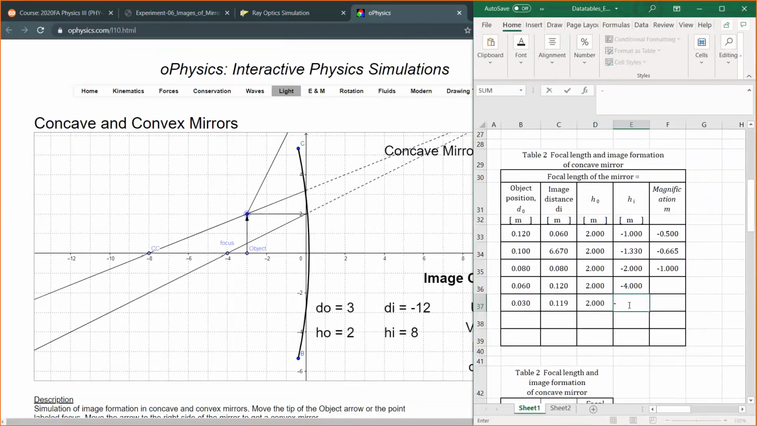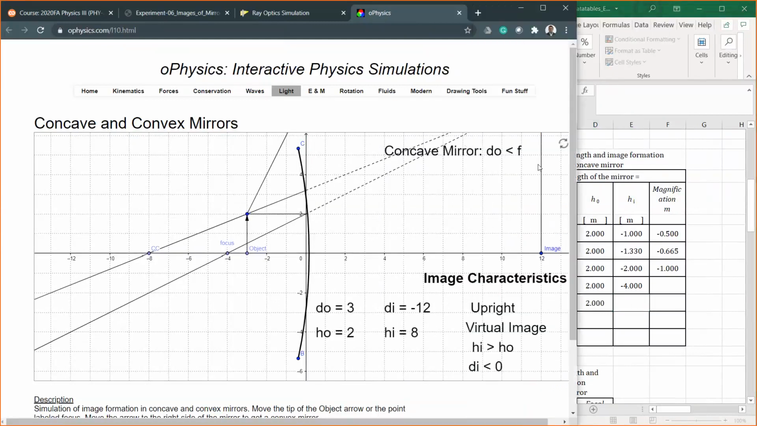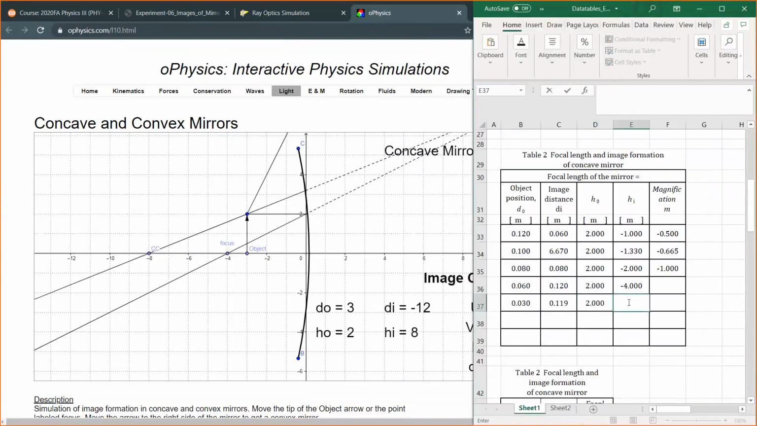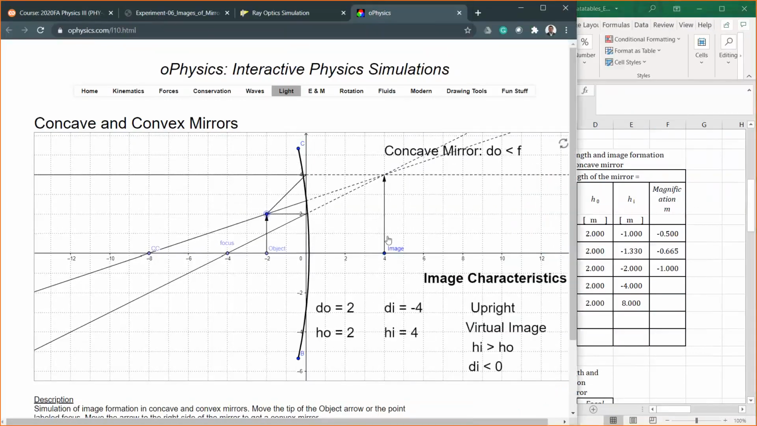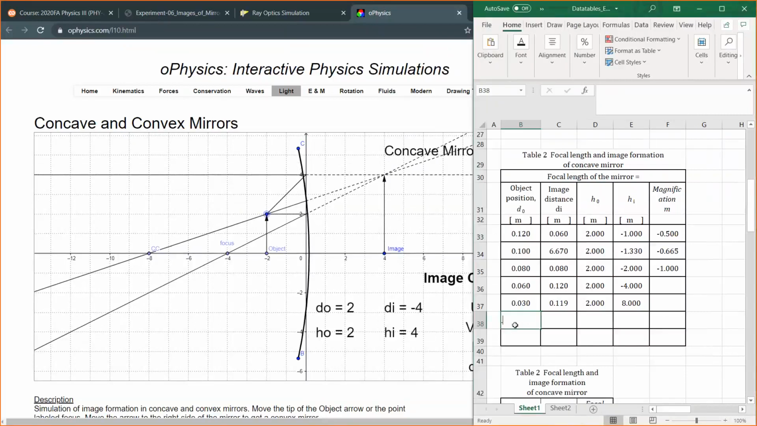It's not negative. Now it is upright. See, now it is upright. Because of that, now the image height should be just positive 18. Okay, it's upright. Let's bring this much closer. 2 centimeters, 0.02. Image is now -4. Now you can see these distances are on the other side. Because of that, the image distance should now be with the negative sign. Okay, now this is -4.